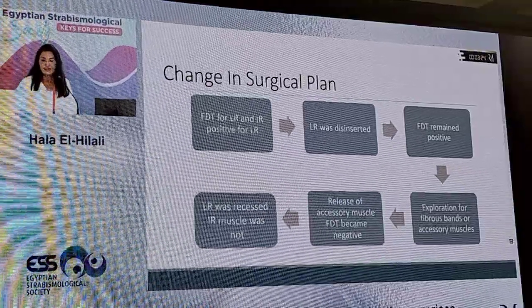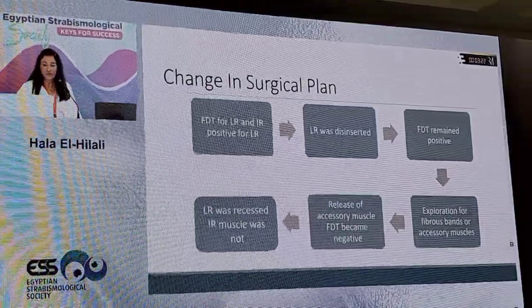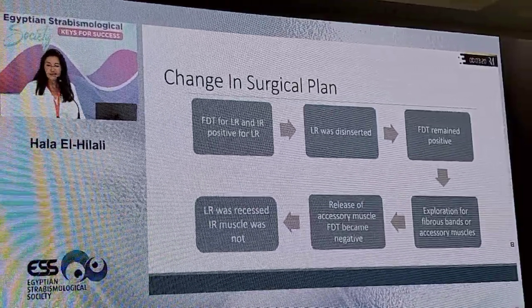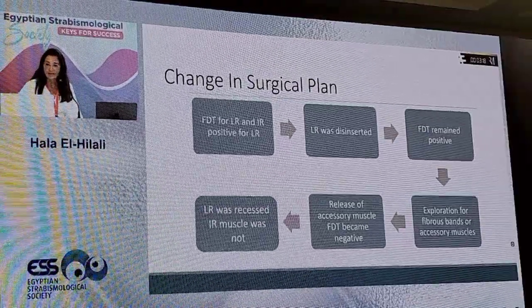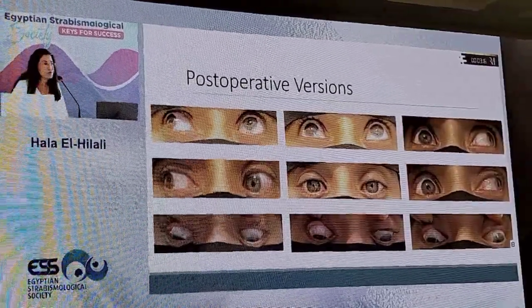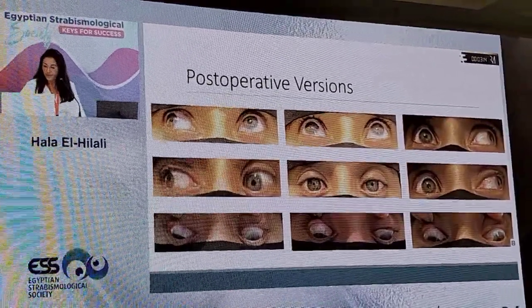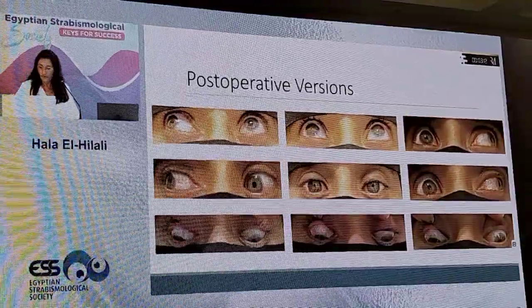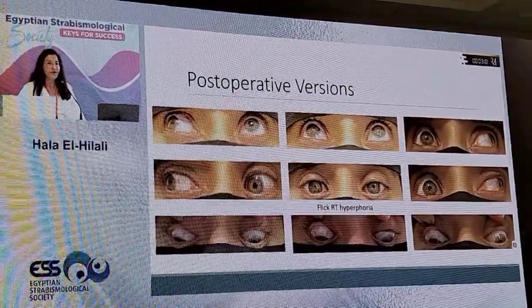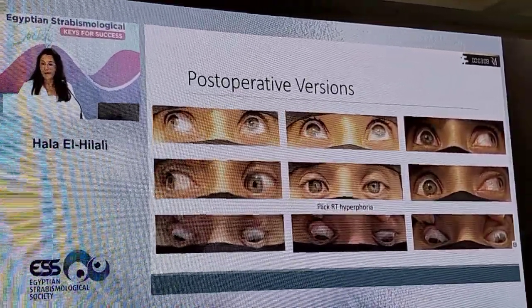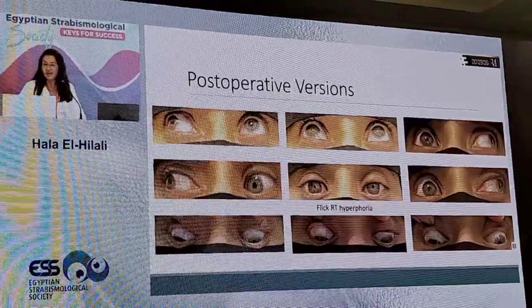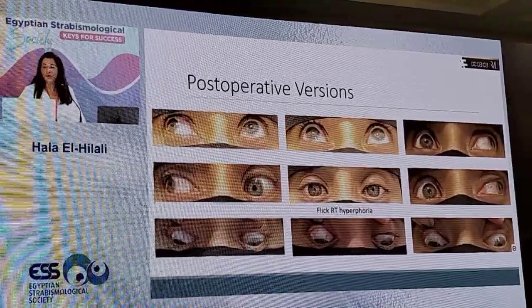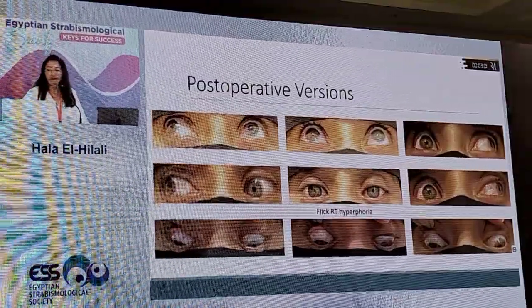Then there was release of the accessory muscle, which reversed the force duction test, and therefore I decided not to operate on the inferior rectus. This was the post-operative appearance of the patient. In primary position, there was actually a small hyperphoria in that eye. On looking to the left, there was no depression of the eye in adduction.